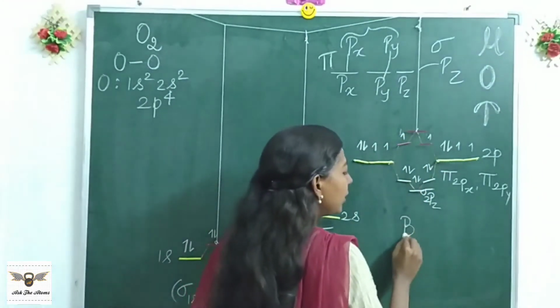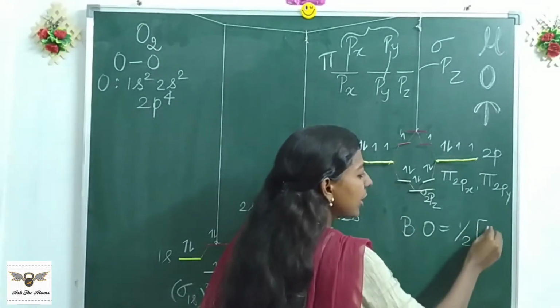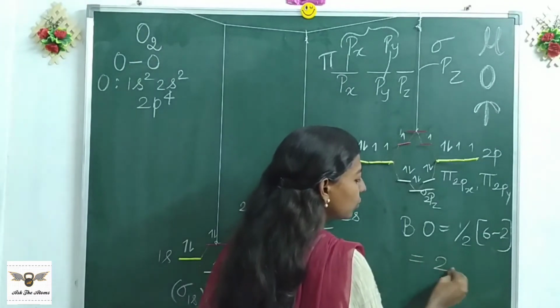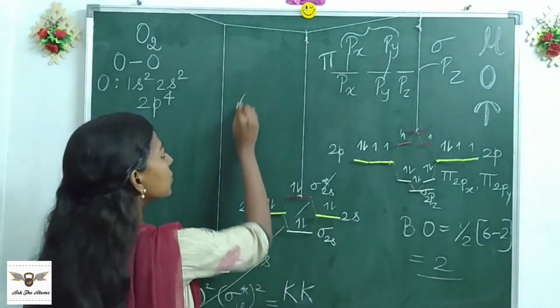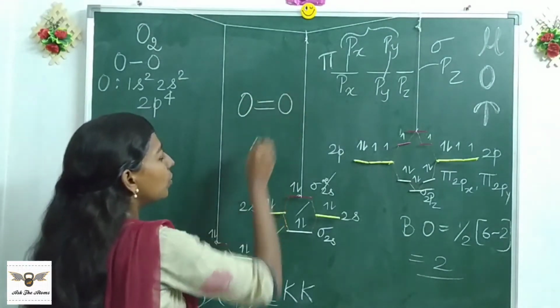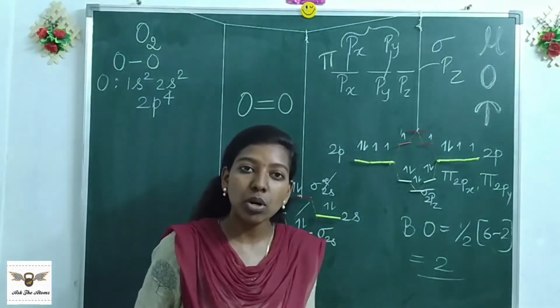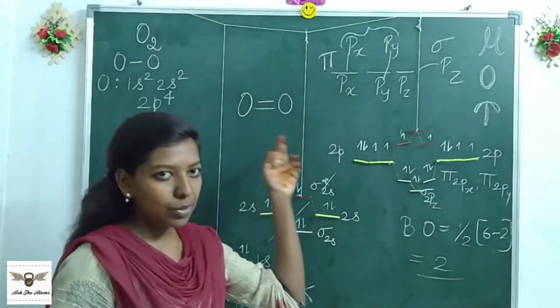So how do we find the bond order? It is half into 6 minus 2. It is 2. So bond order is 2. That is why we say oxygen forms O double bond O. It is divalent. Oxygen forms a double bond with another oxygen. And this bond is quite strong because it is a double bond.